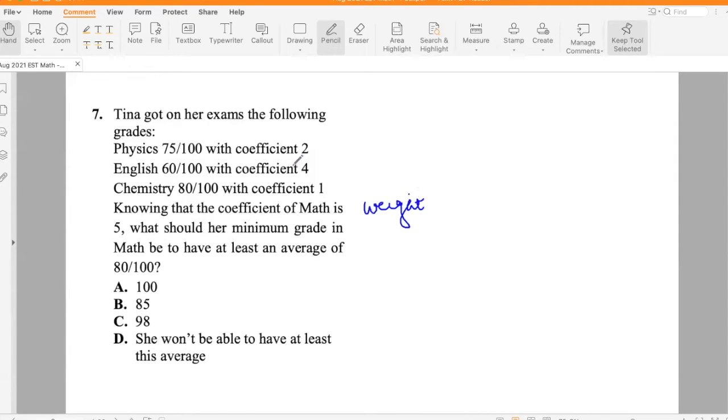So effectively physics has a weight of 200, and so she got 150 out of 200. English has a weight of 4, so she got 240 out of 400 effectively. Chemistry is 1, so 80 out of 100. And let's say her grade in math is x, so then it would be 5x by 500, right?